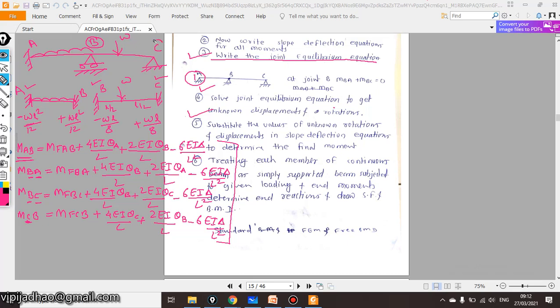At the same time we will be having some rotation at C, because for this particular beam the rotation will be something like this. So the deflected shape will be something like this.